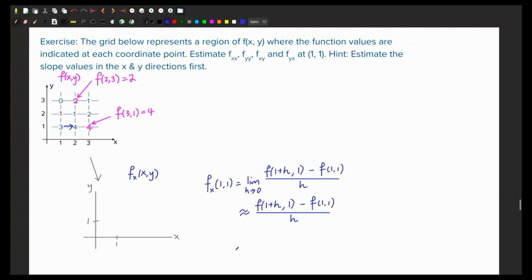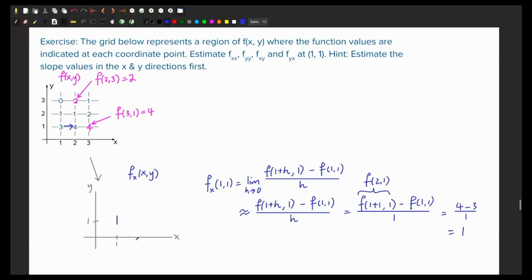So I can write it this way. If I take a step of h equals 1, I get 4 minus 3, because this will be f of 1 plus 1, comma 1, minus f of 1, 1, divided by 1. But this is just f of 2, 1. So f of 2, 1 is 4, so isn't this 4 minus 3 divided by 1? So therefore this is 1. So f sub x at 1, 1 is approximated to be 1. Any objections? No, not yet.